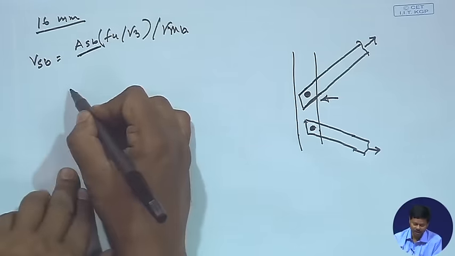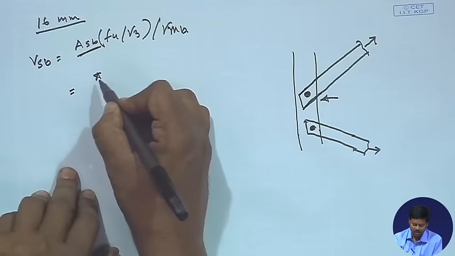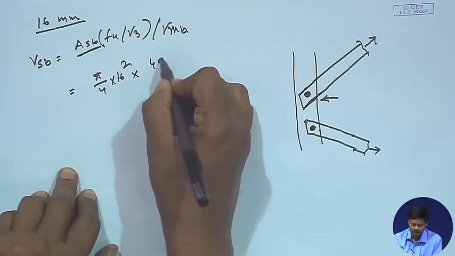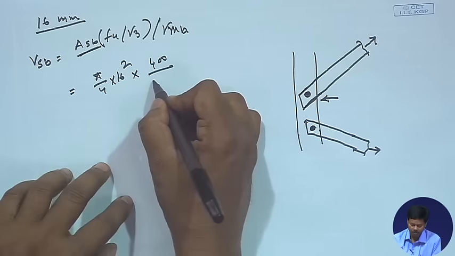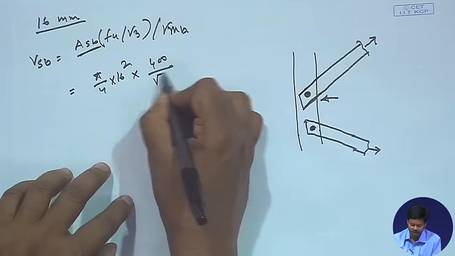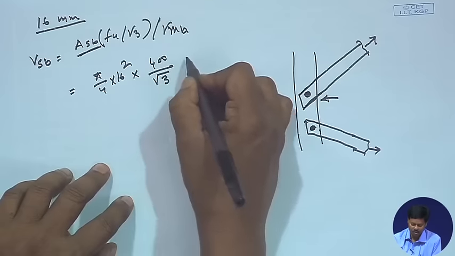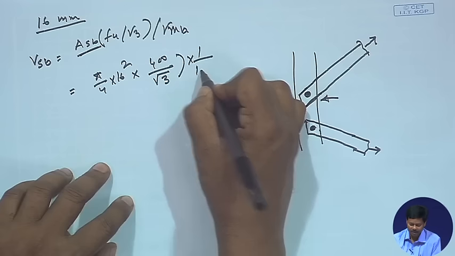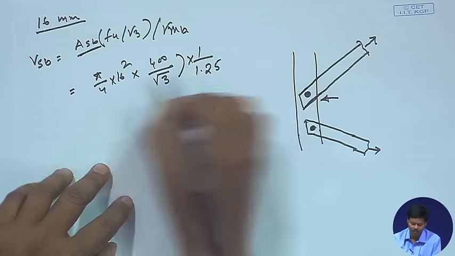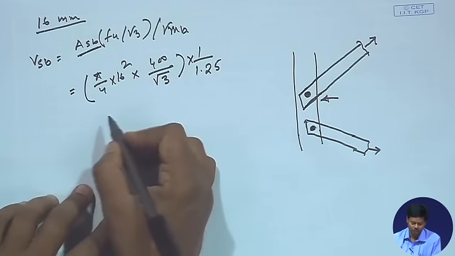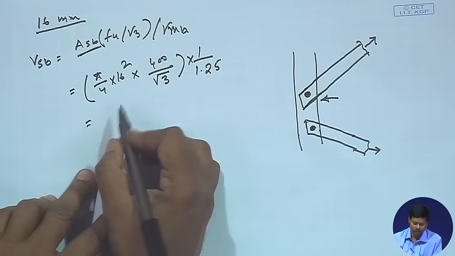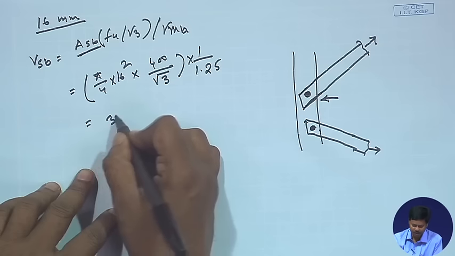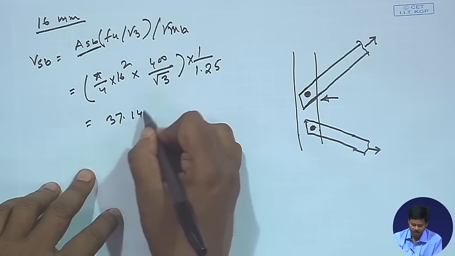So, in place of A and B we are considering ASB. If we consider that, we will get pi by 4 into 16 square into 400, the ultimate strength of the bolt, then this into 1 by gamma MB, which is 1.25, right. So, if I consider this, then I will get the value as 37.147 kilonewton.